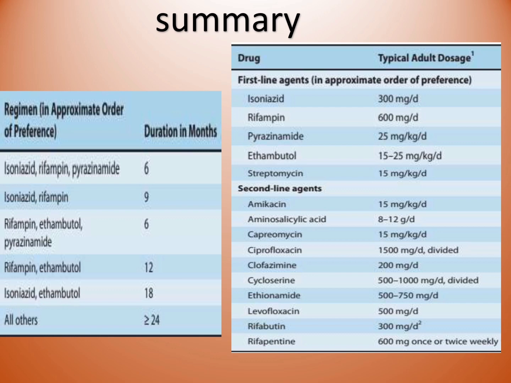This is the summary of the tuberculosis drugs. Already I have explained first line and second line, that is, primary drugs and secondary drugs. Other examples also: amikacin, capreomycin, ciprofloxacin. So many new examples.